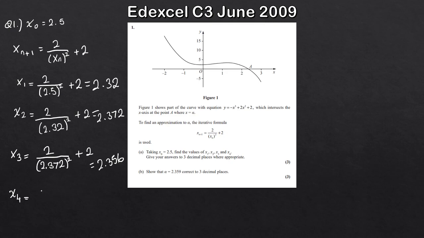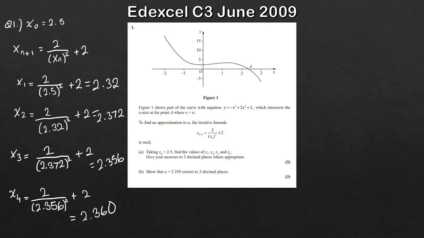We do 2. Again, this is getting a little tedious, but we divide it by the previous term, and then we square it, and not forgetting to add the 2 on. If we work that out, that gives us 2.360. So our first 4 values there are x1, x2, x3, and x4.